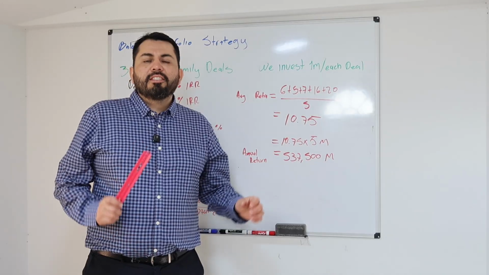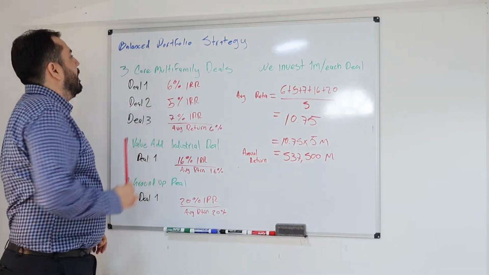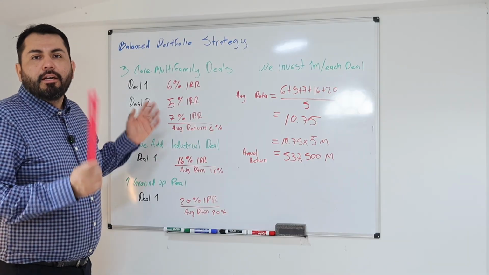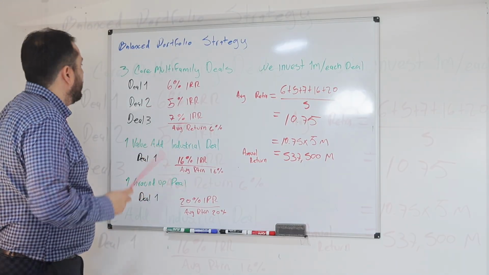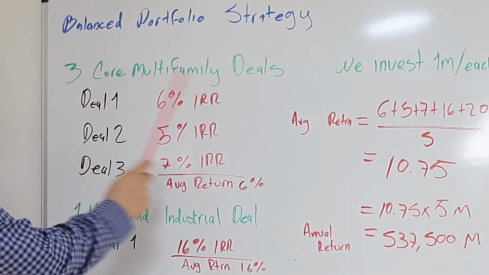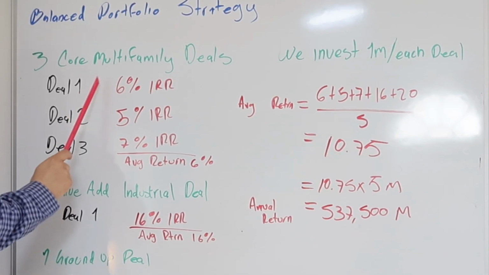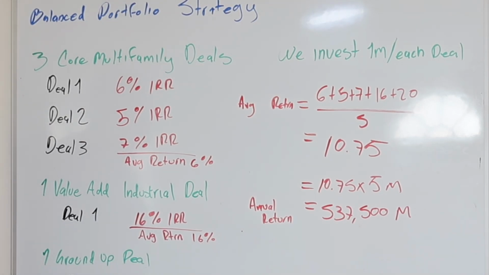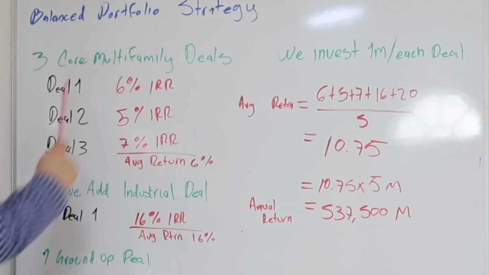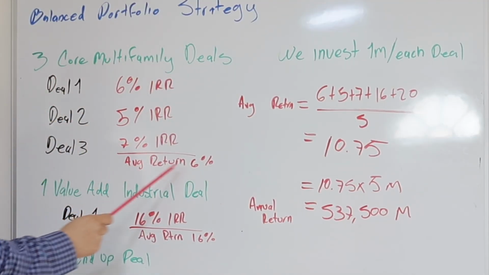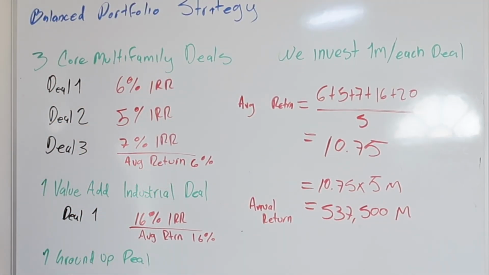So let's now do some numbers. Here we have a balanced portfolio strategy. I suggest 3 core multifamily deals here. For deal 1, we had a 6% internal rate of return. For deal 2, we have a 5% internal rate of return. For deal 3, we have 7%. And in total, for this core strategy, we have an average return of 6%.